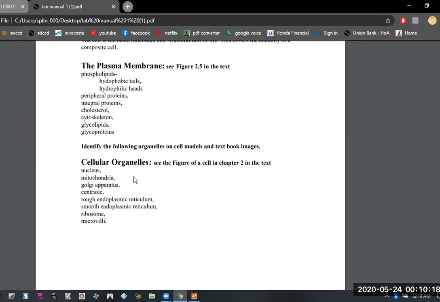And now the last part for this lab, there's a figure of a cell in the textbook, and also there's the model. So just simply naming these organelles. So we'll start with the nucleus, mitochondria, the Golgi apparatus.